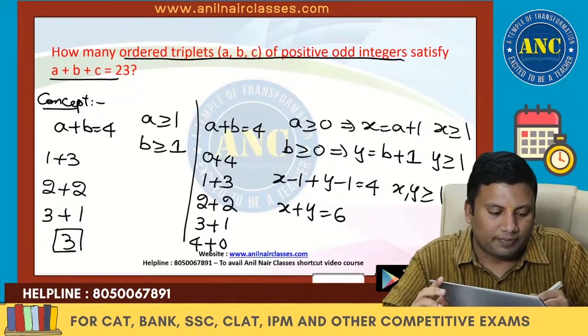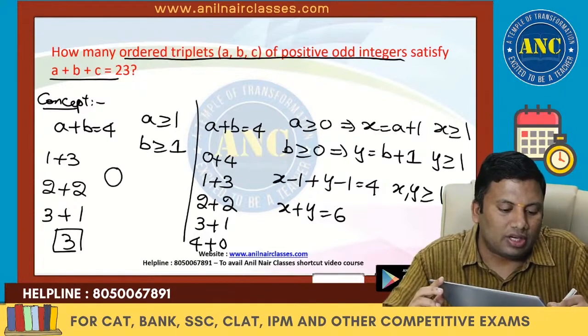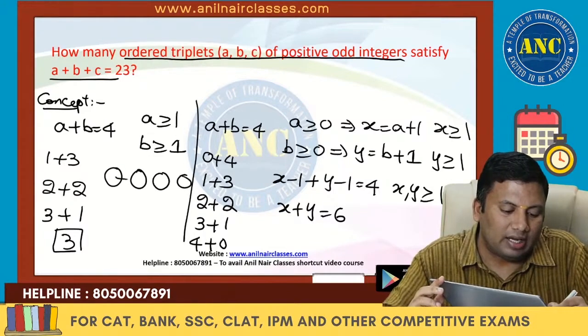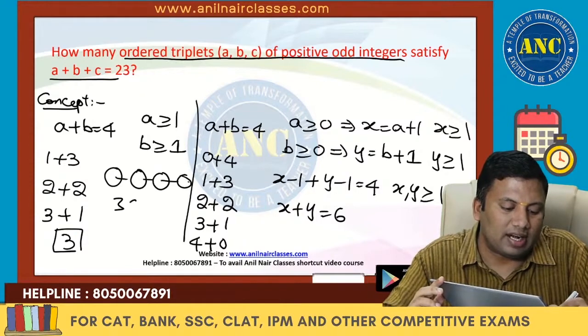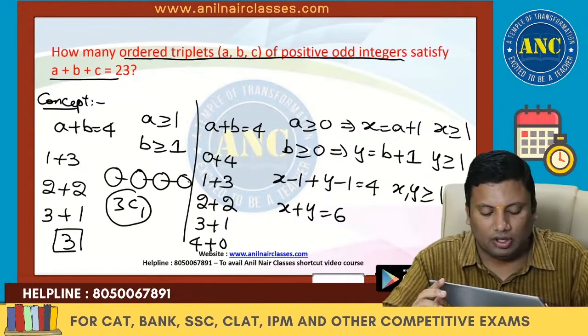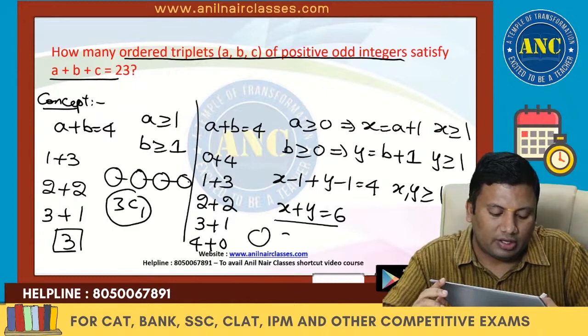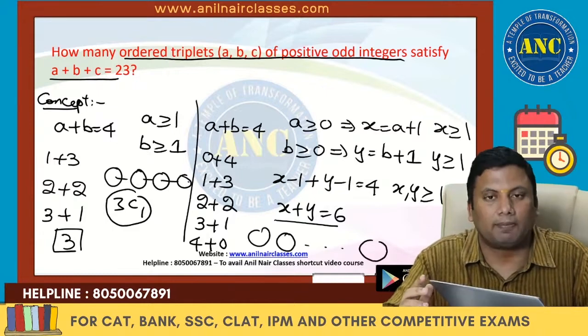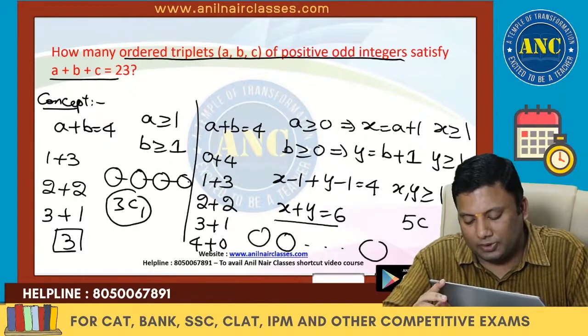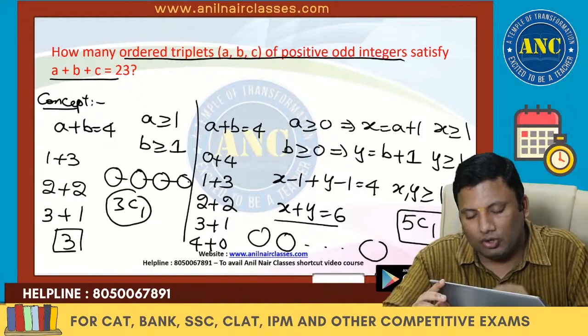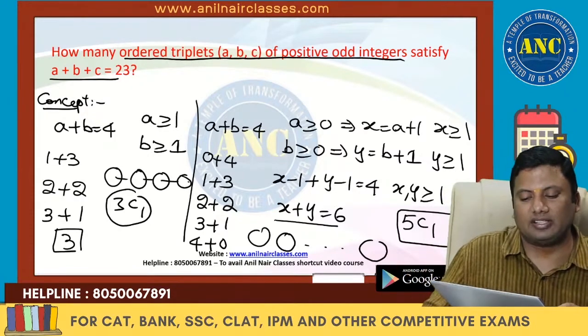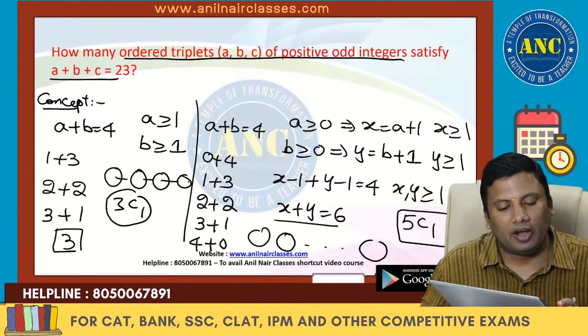6 means, how did you get 3? 4 balls are kept in a line. There are 3 gaps. Select any one gap, you will get one solution. X plus Y equivalent to 6. 6 balls are kept in a line. There are 5 gaps. Select any one gap, you will get one integral solution, 5C1. I hope the idea is clear.